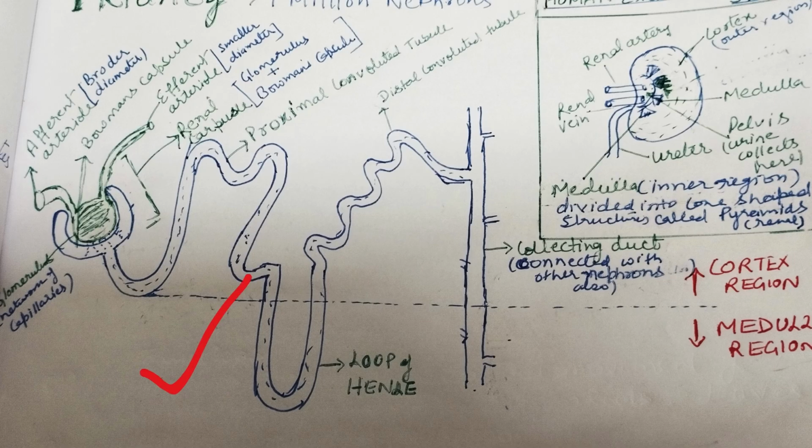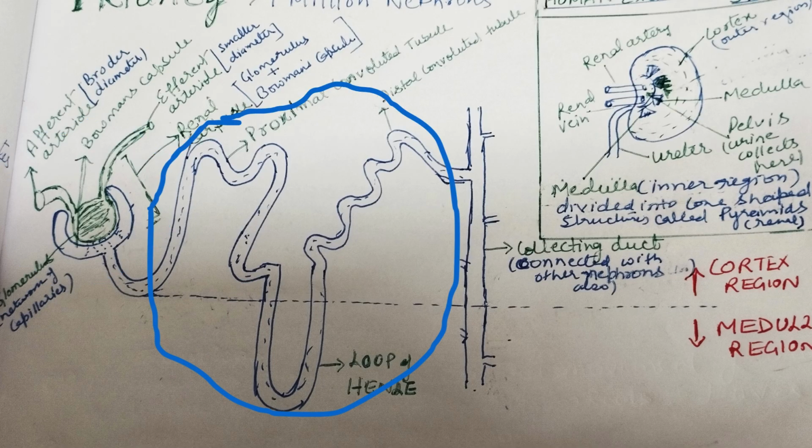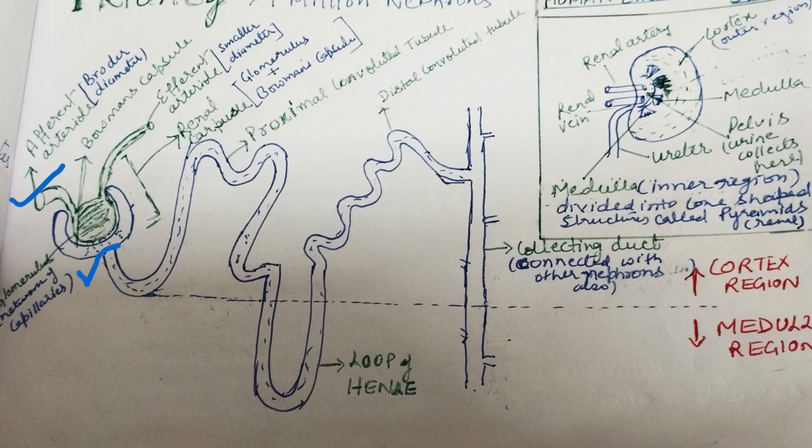Now let us understand the structure of the nephron and how it works. A nephron consists of a renal corpuscle and a renal tubule. Renal corpuscle includes the glomerulus and Bowman's capsule. Bowman's capsule is the cup-like structured tubular end of the nephron, as shown here.